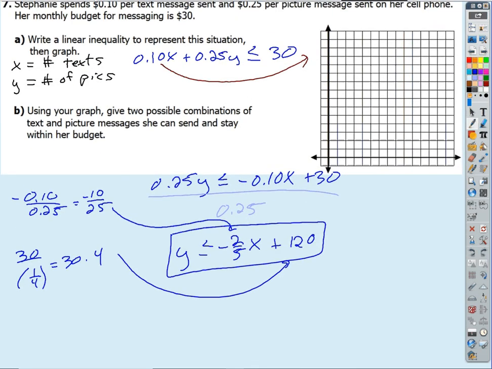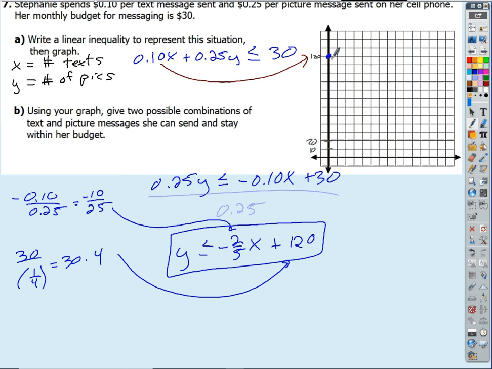Now, when we graph that, let's see. I'm going to have to probably change the scale, aren't I? Because 120, if I go by ones, that's going to be through the roof. So we're going to go by 10. So that's 10, 20, 30, 40, 50, 60, 70, 80, 90, 100, 110, 120. So right there is where we want to be. There's our y-intercept, right? Okay.